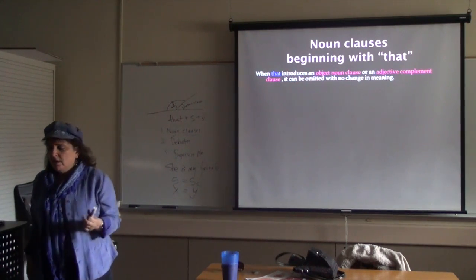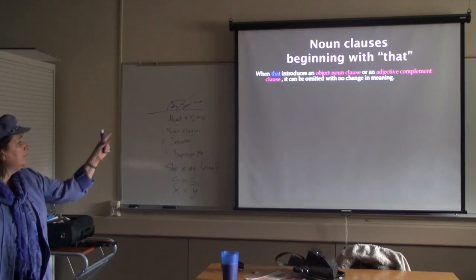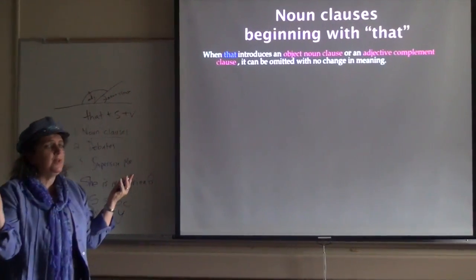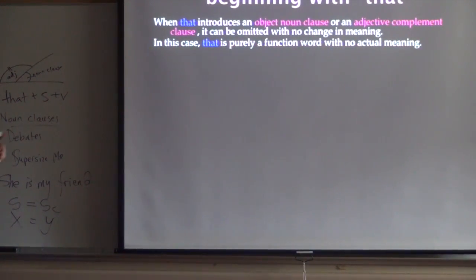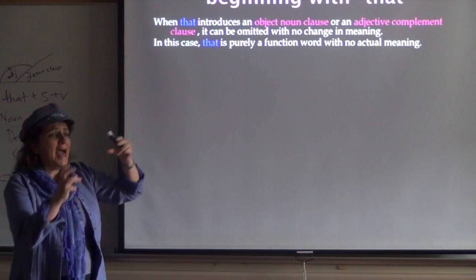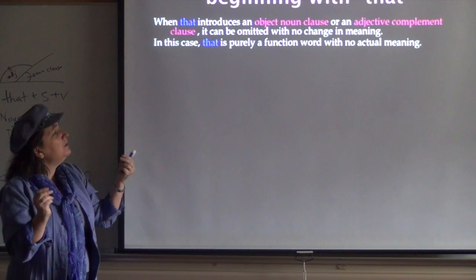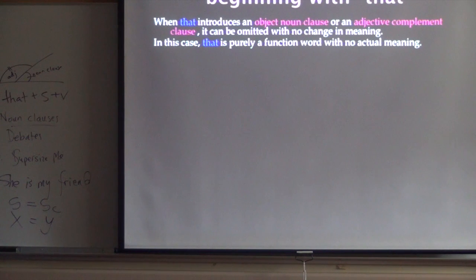When that introduces an object noun clause or an adjective complement clause, it can be omitted. We can remove it with no change in meaning. Watch. In this case, that beginning the object clause is purely a function word with no actual meaning. Here are some examples. I think the examples make the big language clearer.